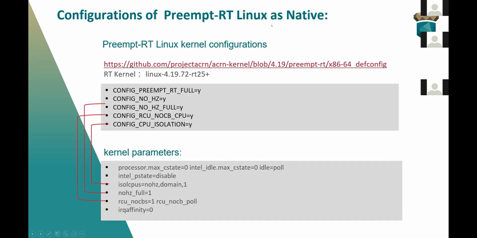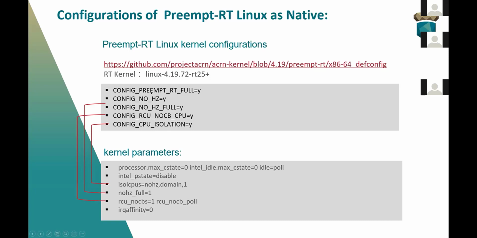Also, I take the PREEMPT_RT Linux as an example. There are some configurations that are also the same as in a native environment. We give a link for the PREEMPT_RT on the ACRN website, GitHub. You can check it. This is the kernel configuration.